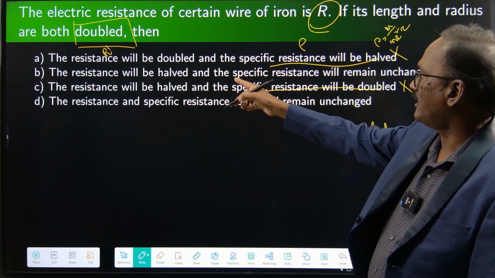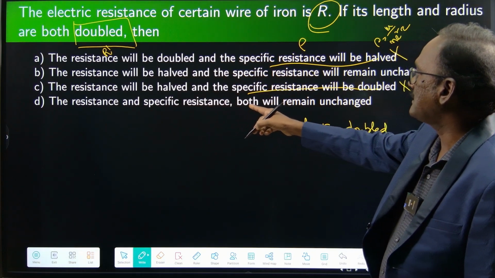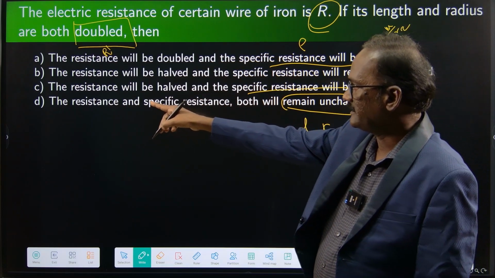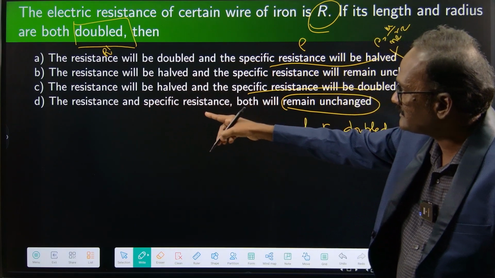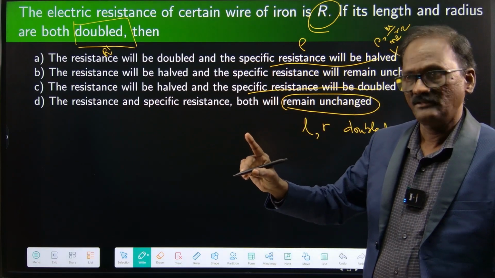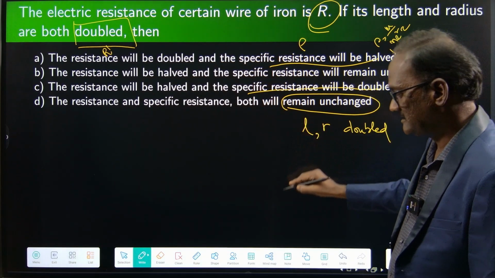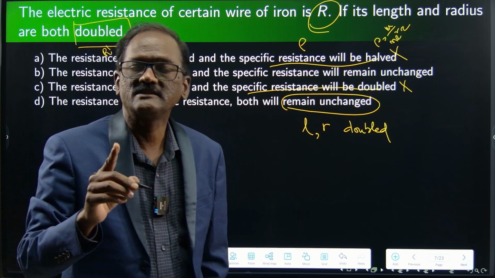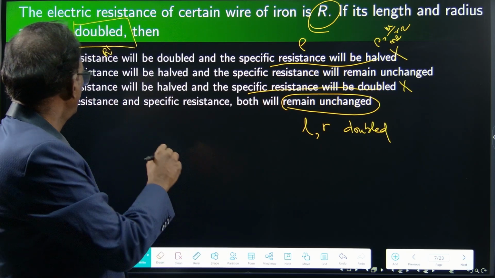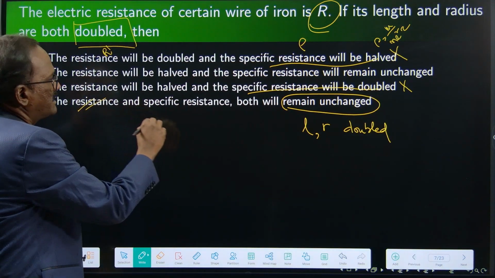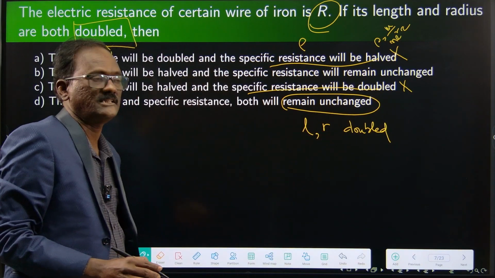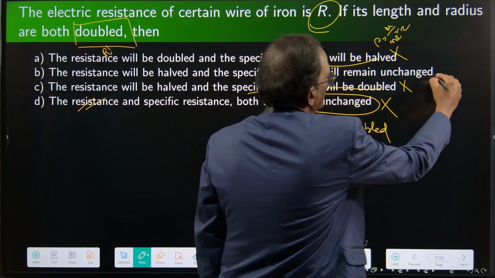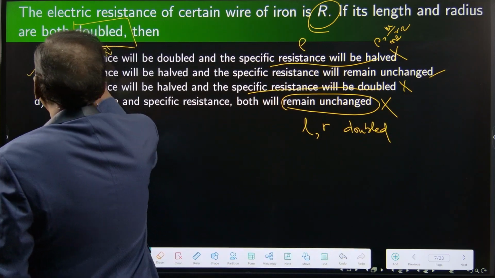The resistance will be halved here. The resistance and specific resistance both will remain unchanged. They are saying in option D that the resistance is also unchanged. You are changing the dimension, length and radius are going to be doubled. Definitely the resistance will change, right? So in option D, the resistance is unchanged, so this is also not the correct answer. Option B is the right answer.